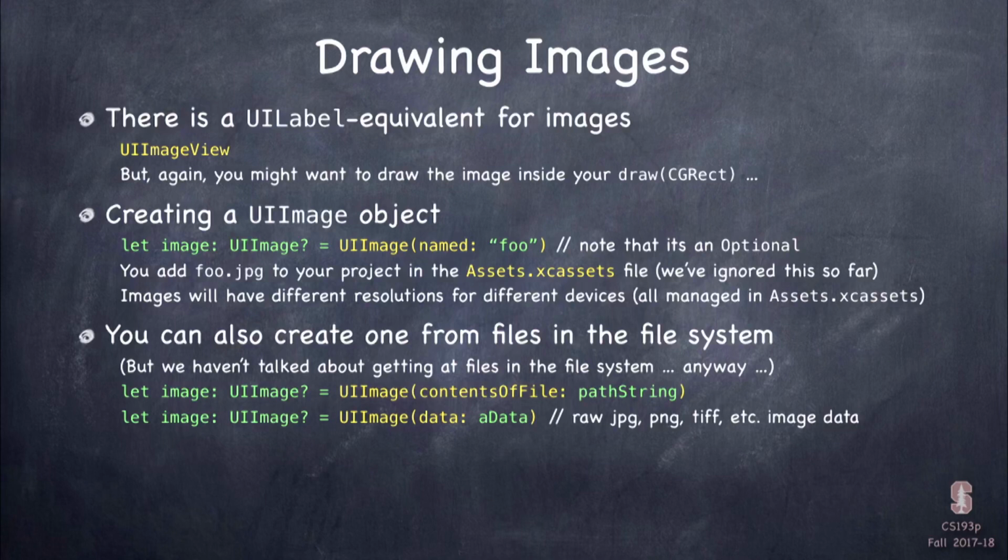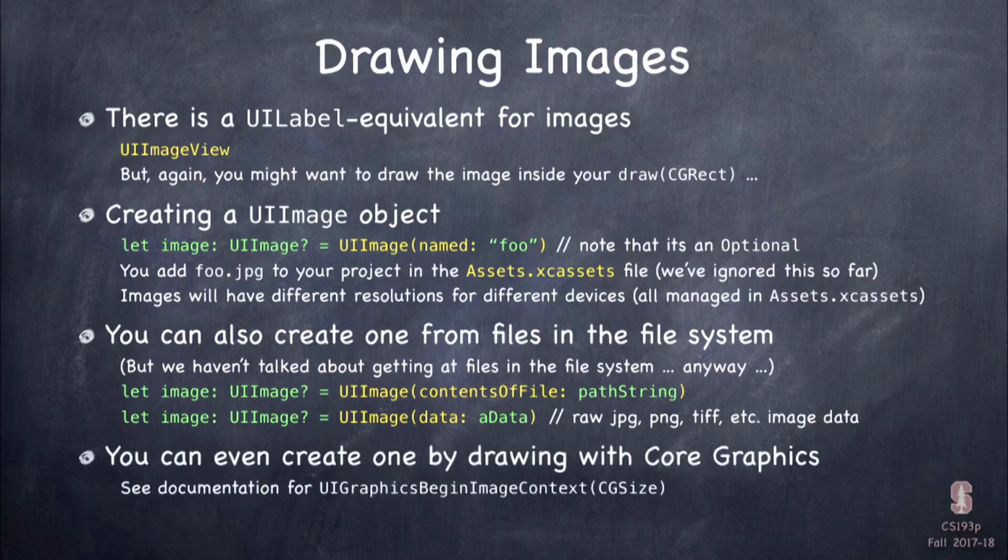I'll show you later. You can also get it if you have a bag of bits that you got over the internet, right? The data that has a bag of bits with JPEG data in there. UIImage knows how to look in that bag of bits and figure out if it's an image. You can even use this global function UIGraphicsBeginImageContext and then draw arcs and lines, and it'll capture it as an image. Okay, so you can even draw a custom image if you want.